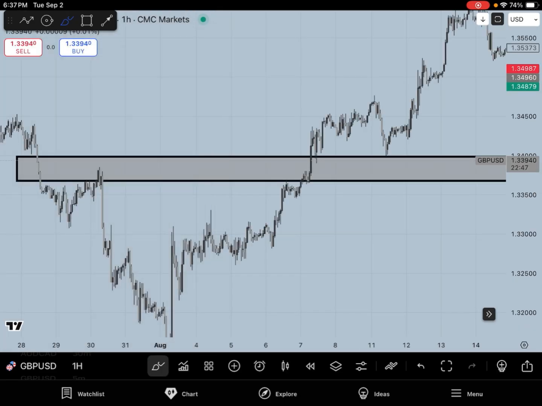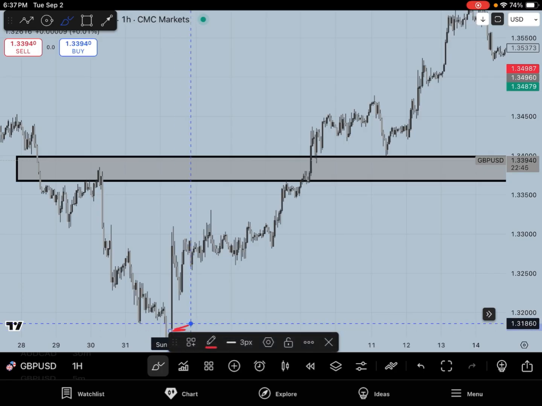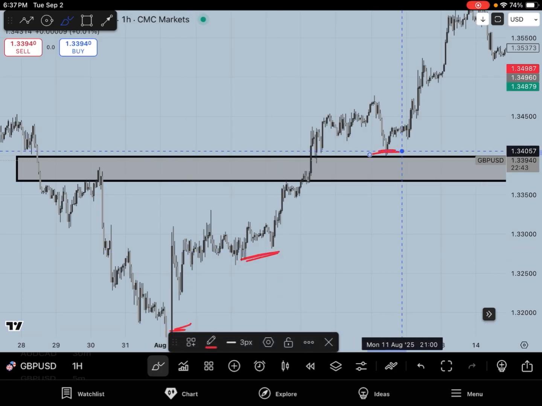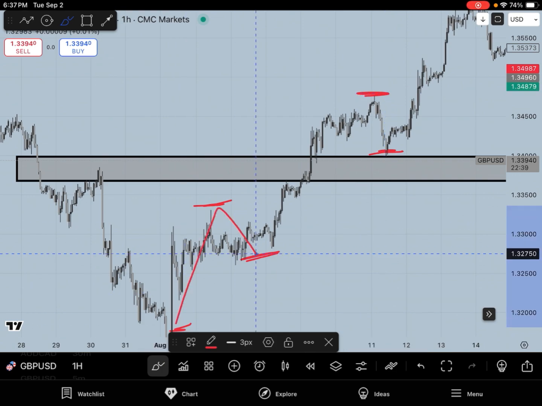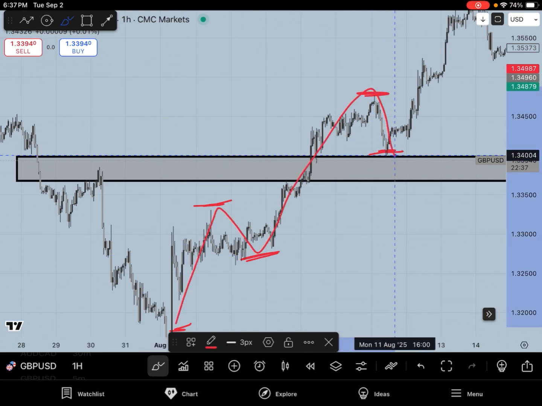Looking at another example here on GU on the 1-hour time frame. This time we have an uptrend making higher highs and higher lows. So we have this impulse, correction, continuation to the upside. So we can clearly see that we are in an uptrend.